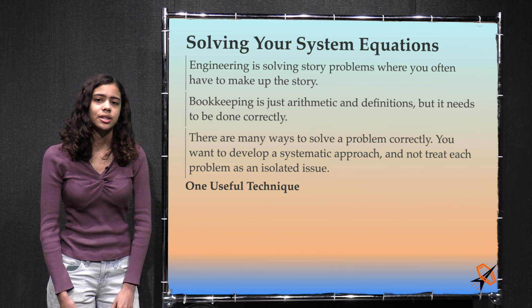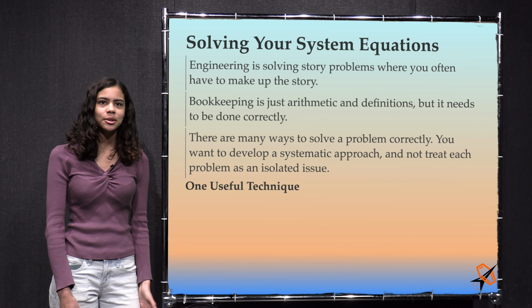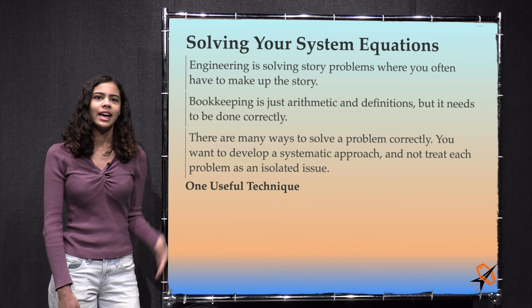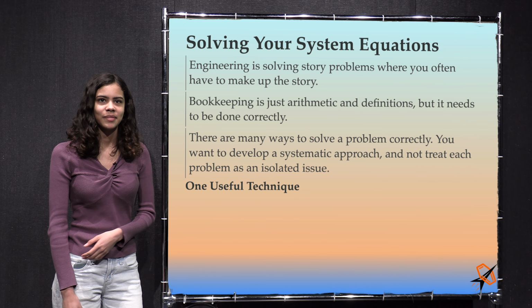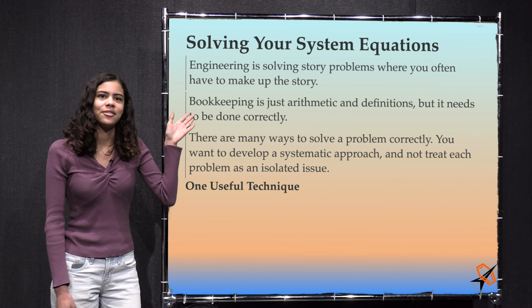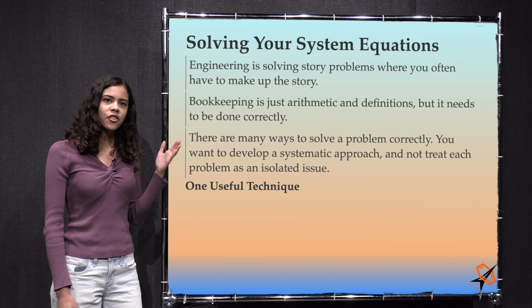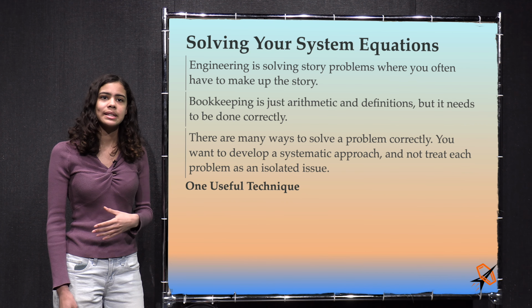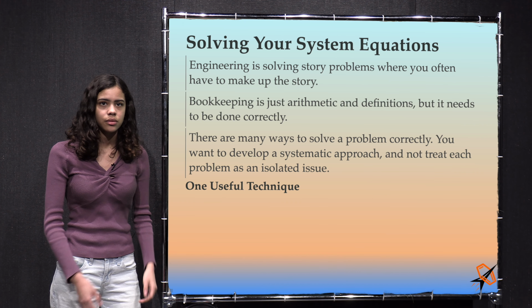Solving your system equations. Here are some quotes about solving engineering problems that apply to chemical and thermal processes. Engineering is solving story problems where you often have to make up the story. Bookkeeping is just arithmetic and definitions, but it needs to be done correctly. There are many ways to solve a problem correctly. You want to develop a systematic approach and not treat each problem as an isolated issue.